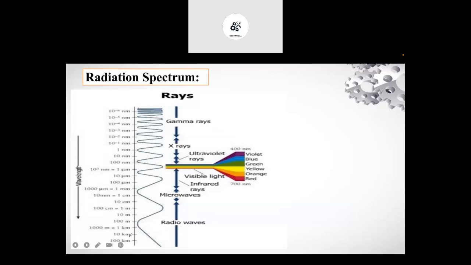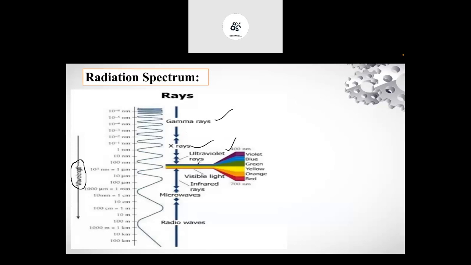Generally, light wavelength varies from 100 kilometers to 10 raised to minus 6 nanometers. We can also divide it based upon frequency, but in the radiation spectrum we take wavelength as the characteristic and divide the electromagnetic wave based upon wavelength. So it contains gamma rays, X-rays, ultraviolet rays, the visible light band, infrared rays, microwaves, radio waves, etc. The characteristics of that particular light depend upon its wavelength.